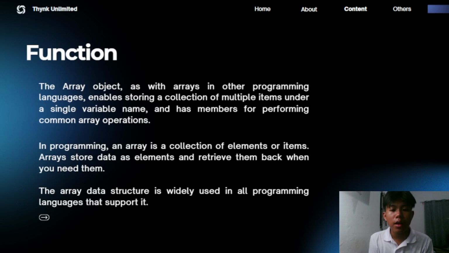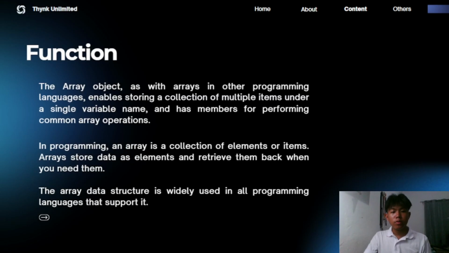And in programming, an array is a collection of elements or items. This means that an array is used to store multiple pieces of data under one name. Each piece of data inside the array is called an element. Arrays store data as elements and retrieve them back when you need them. Arrays not only hold the data but also let you retrieve the data anytime. You can access any element by its index or position.